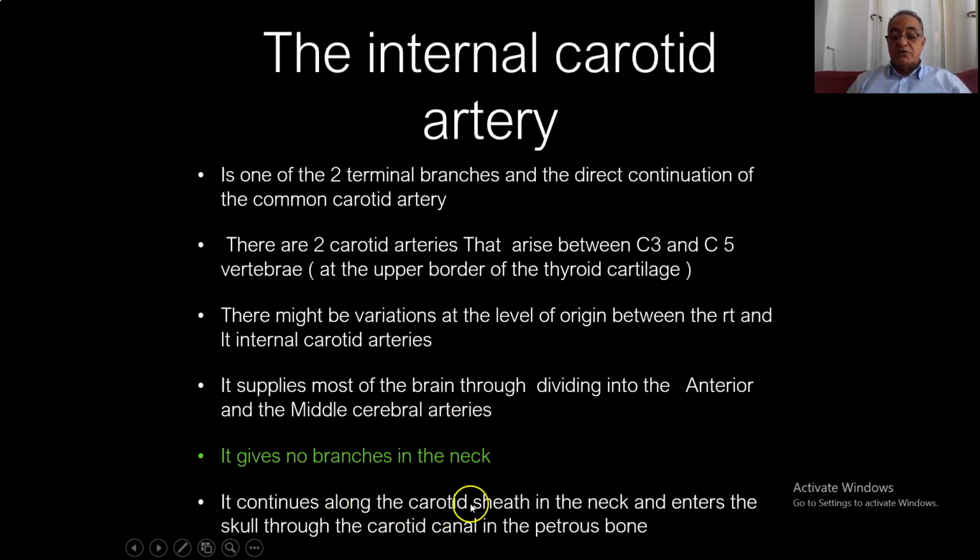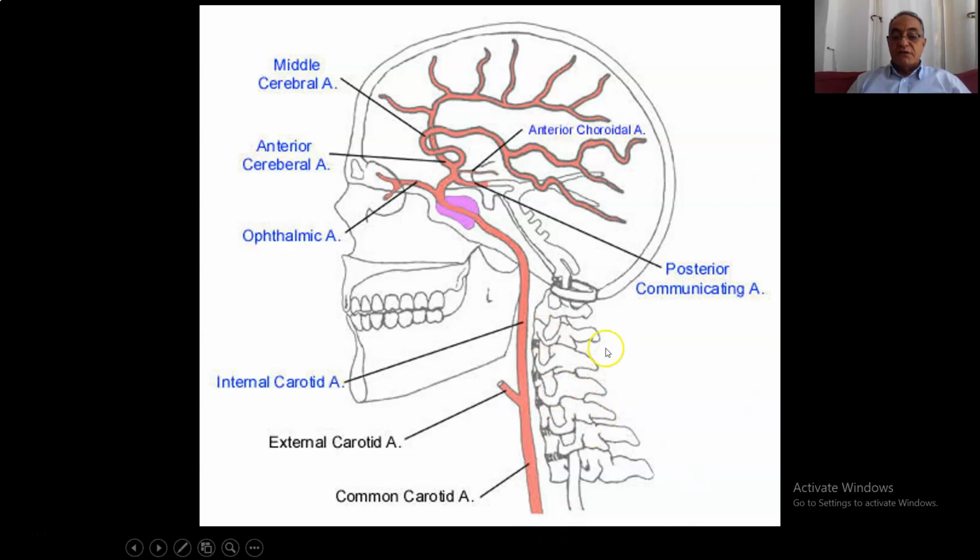Then it continues along the carotid sheath in the neck and enters the skull through the carotid canal in the petrous bone. This is a diagram showing the common carotid artery. Between C3 and C5, it divides into external and internal carotid arteries. Then the internal carotid artery enters the skull through the carotid canal in the petrous bone, passes in the cavernous sinus, and the terminal branches form the anterior cerebral and middle cerebral arteries.